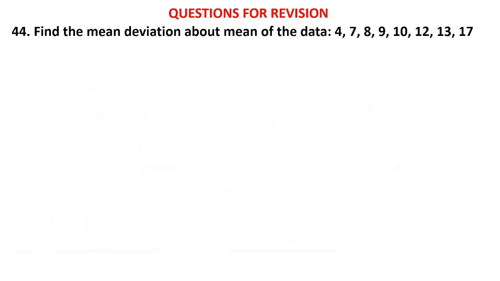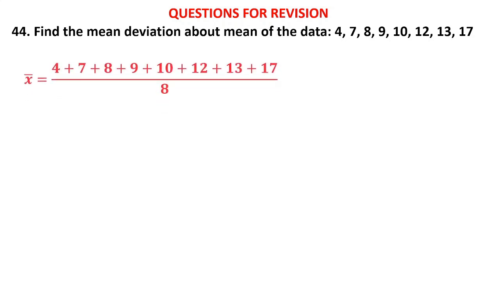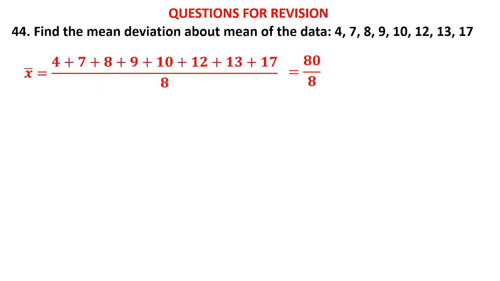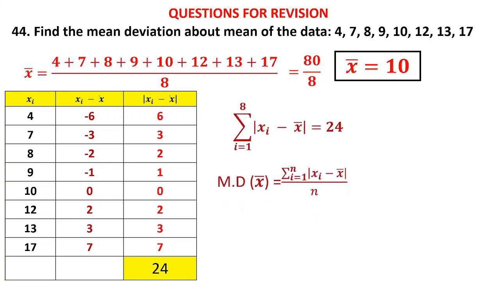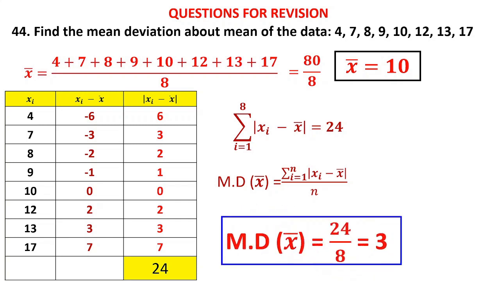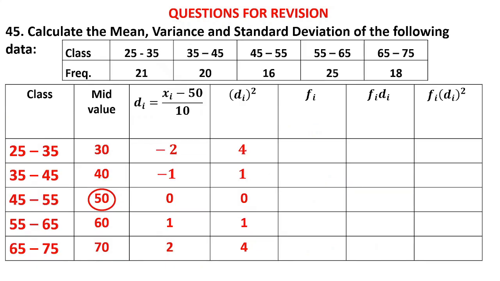Question number 44. You have to find the mean deviation about the mean of the given data. For that we have to find the mean first. The mean is given as 10. Now I am drawing the table. I have to find xi minus x bar and modulus of xi minus x bar. It is very simple, and I am adding and getting 24. The formula is sigma modulus of xi minus x bar by n. Therefore 24 by total 8. Therefore the answer is 3. Therefore the mean deviation about the mean is 3. Then move on to the next question.